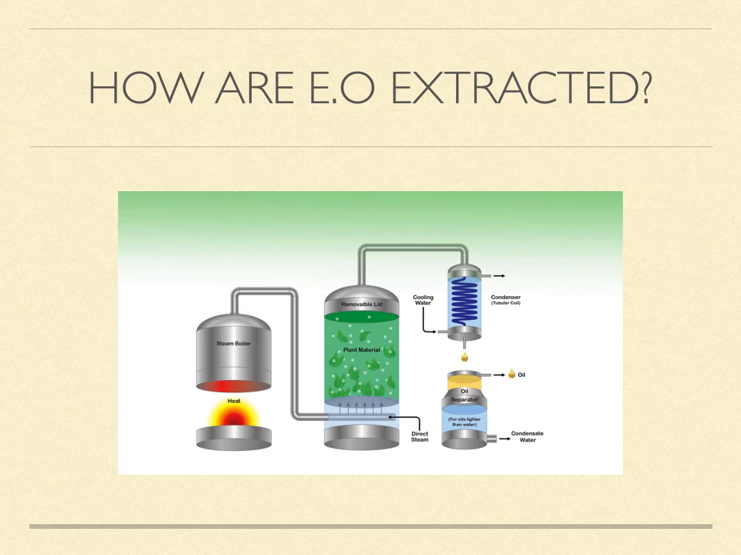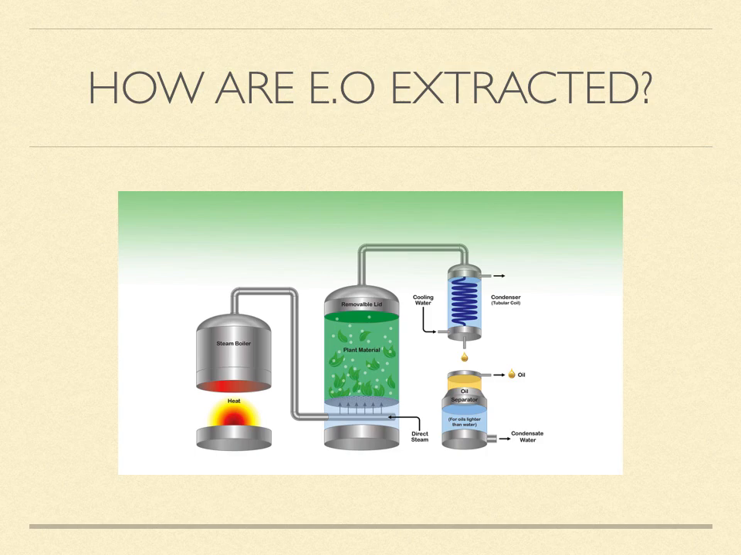To give you an idea, it takes about 150 kilos of real lavender to produce a kilo of lavender essential oil, and it takes 4,000 kilos of rose petals to make 1 kilo of rose petal essential oil. So it requires quite a lot of the plant. We really are trying to concentrate all of these aromatic molecules.